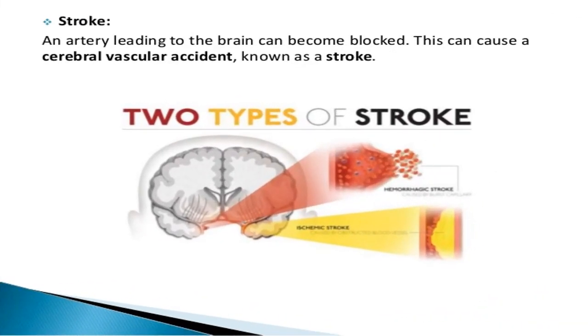Stroke. An artery leading to the brain can become blocked. This can cause a cerebrovascular accident, also called a stroke. There are two types, hemorrhagic stroke and ischemic stroke.